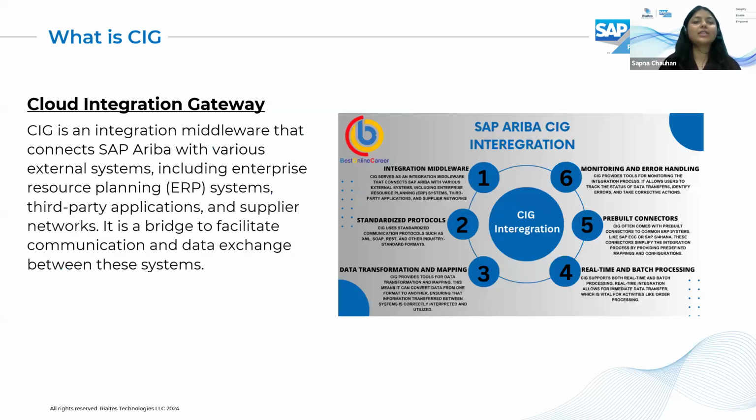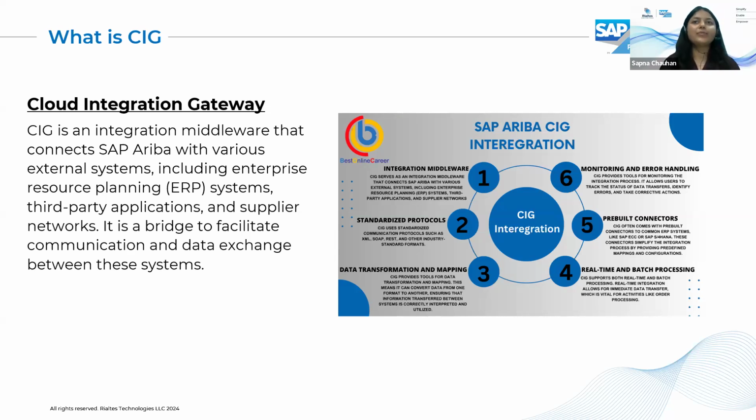Then I will explain what is CIG. As SAP introduced Ariba, how can we connect SAP Ariba with SAP S/4HANA or your ECC system? The question is how we can connect both the systems. CIG works as a middleware between SAP Ariba and your SAP ERP system. CIG sits between SAP Ariba and the SAP ERP system, handling all the communication, format conversion, validation, and secure data transfer. So you do not need complex middleware or manual scripts.